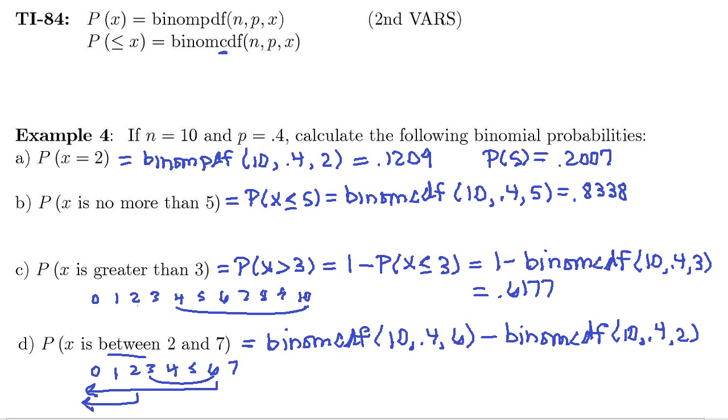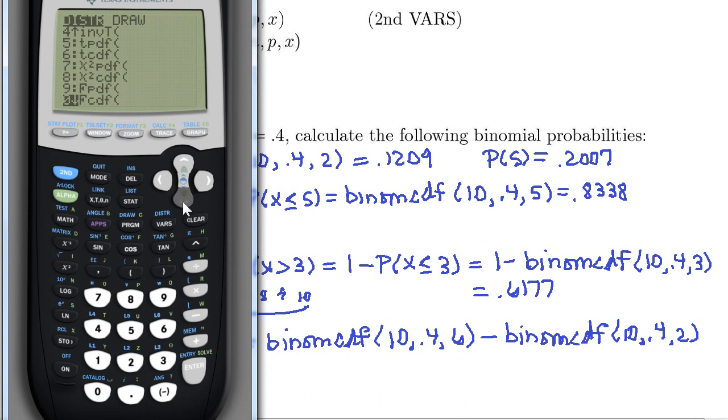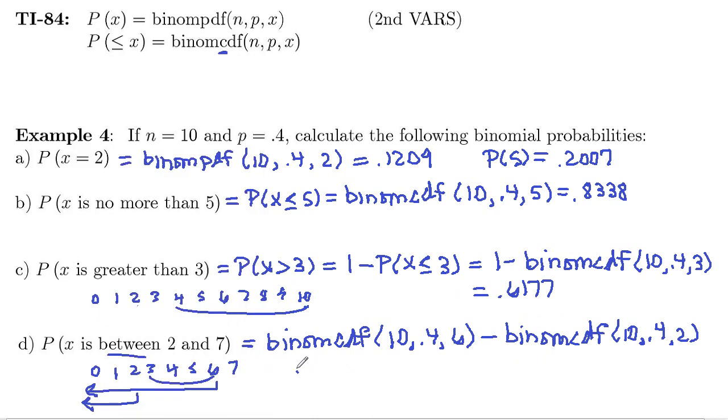So let's compute this. Let's clear this out. We're going to go to second variables and come down to binomial CDF. Enter. N and P stay the same. Change that to a 6. Enter. Enter. Pasted it in there. Minus. And then do second variables again. Come down to binomial CDF. Enter. And you have to go down and change that 6 to a 2. And enter. Paste it, and then enter. Now it subtracted those two, 7779.